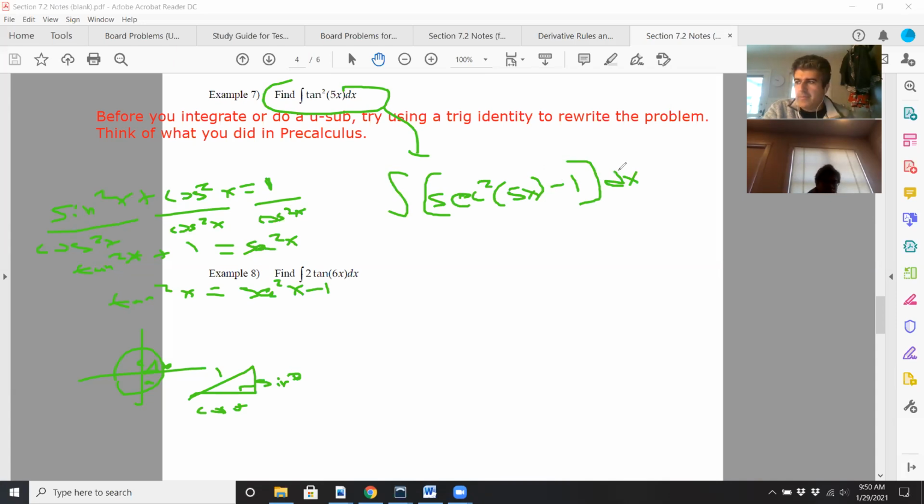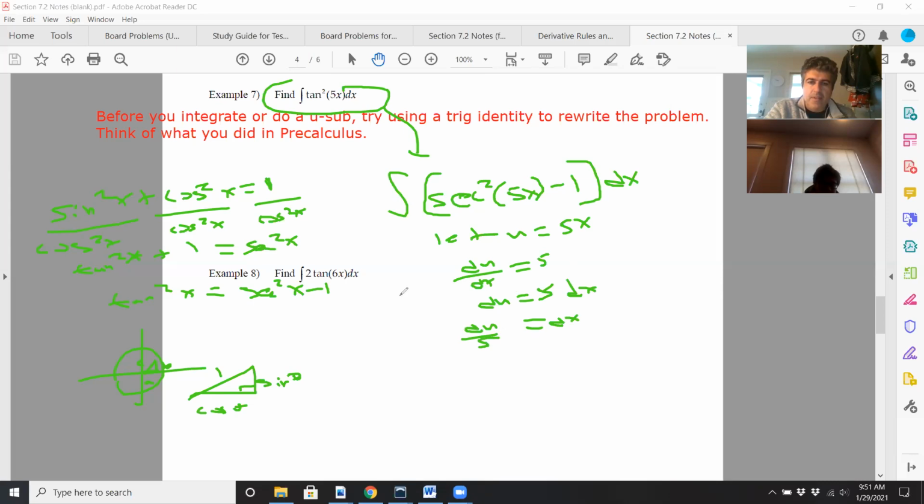Now, I'm going to let u equal 5x. Therefore, du/dx equals 5. And therefore, du equals 5 dx, or dx is du over 5. So now let me rewrite this. Secant squared u minus 1, dx is du over 5.